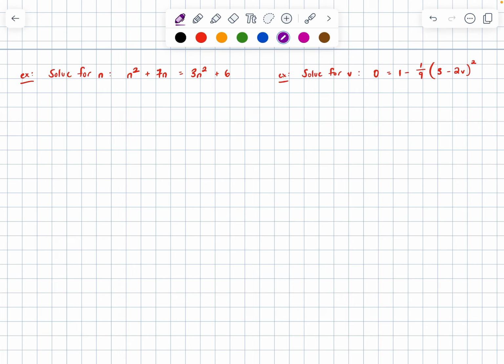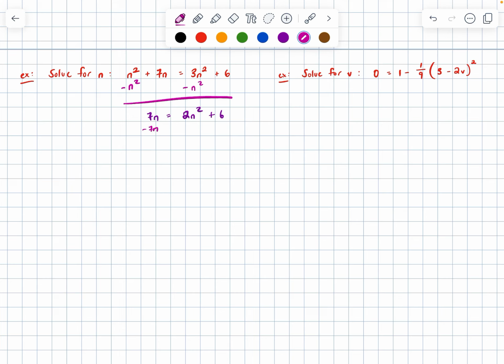Alrighty, let's get her done. So, for the one on the left, n squared plus 7n equals 3n squared plus 6. I could either subtract 3n squared or the n squared from both sides. The general wisdom is that it's easier to factor when there is a positive leading coefficient. So I'm going to subtract the n squared from both sides. That's going to leave me with 7n is equal to 2n squared plus 6.